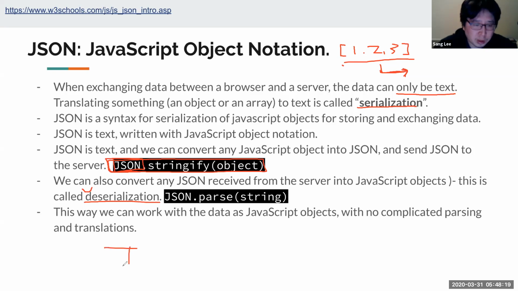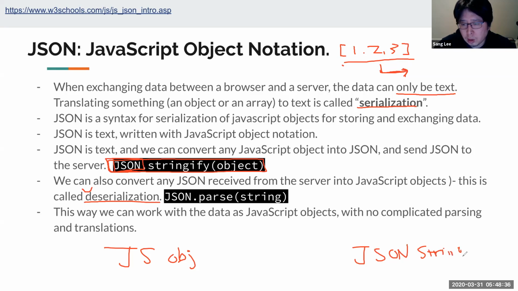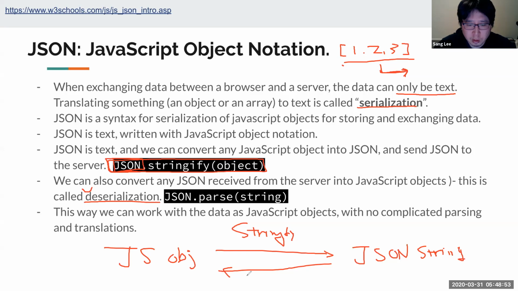So a JS object is one thing that we use inside JavaScript code, and then we need to change it to JSON, basically a string or text. Changing a JSON object to a JSON string is called stringify. And then from a JSON string to a JSON object, you can do parse. So let me show you an example.